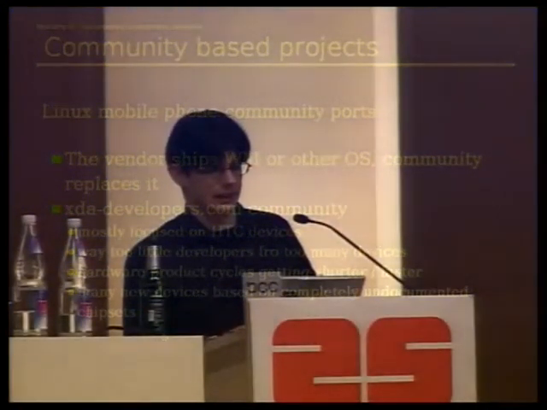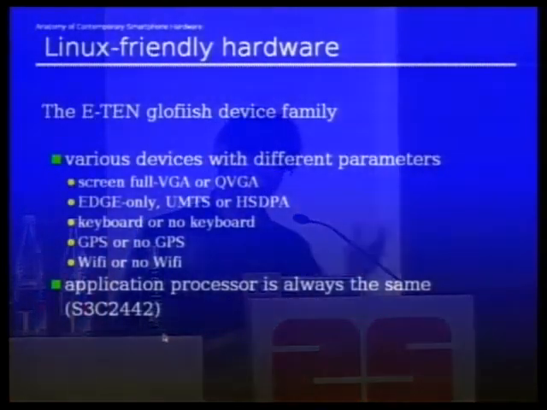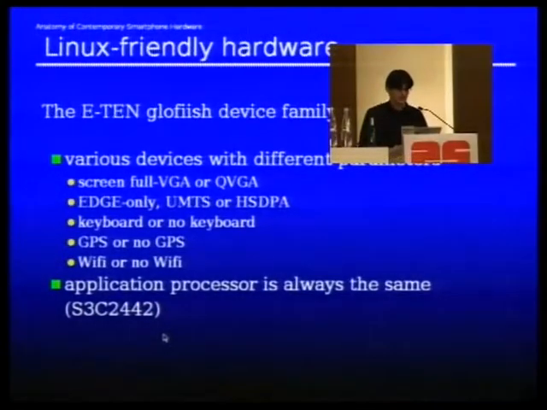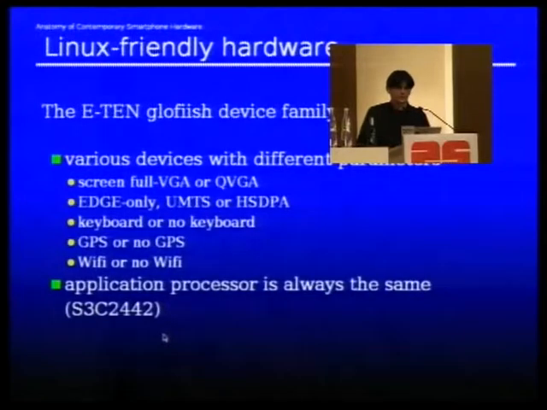And they had too few developers for too many devices. The product life cycles are short, and you need to do lots of reverse engineering until you get something going, so the progress is mixed. What I have started to look at recently is the E10 Glowfish device family. This entire product portfolio, you can have with QVGA, which is 320 by 240, or full VGA, 640 by 480 pixels, Edge or UMTS or HSDPA, keyboard or no keyboard, GPS or not, Wi-Fi or not. You can pick and choose. The application processor in all of these devices that you can currently buy is the same. Well, the latest one is another one, but almost all of them use this one, which is by coincidence the same one that OpenMoko also uses. So the documentation and the Linux drivers and everything is there.